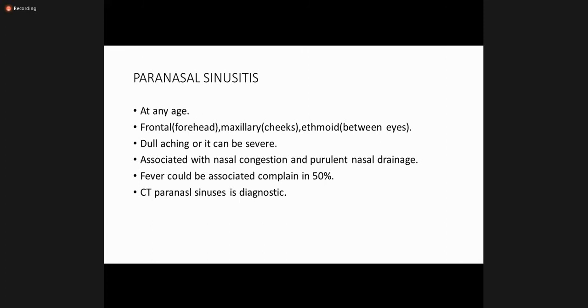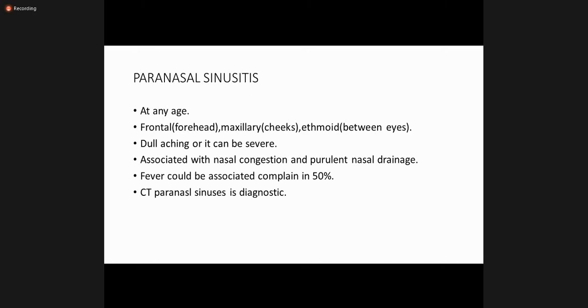Another cause of headache is paranasal sinusitis. You have heard that there is a sinusitic headache at any age, and the patient usually comes with a headache of the frontal region, especially the forehead region, if there is frontal sinus involvement. If there is inflammation of the maxillary sinus, the pain may be seen in the region of the cheeks, and if there is involvement of the ethmoid sinus, the pain lies between the eyes. So it can be mild to moderate dull aching, or it can be severe in intensity.